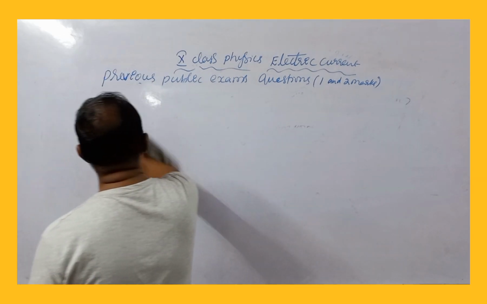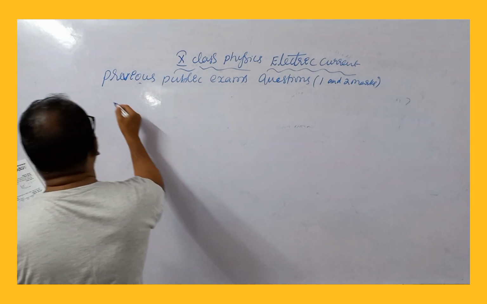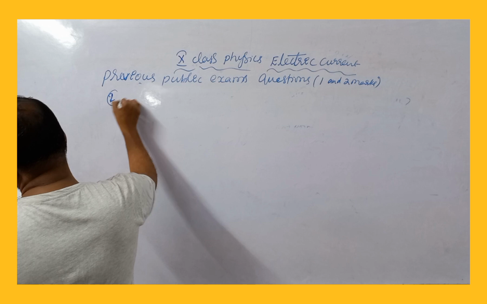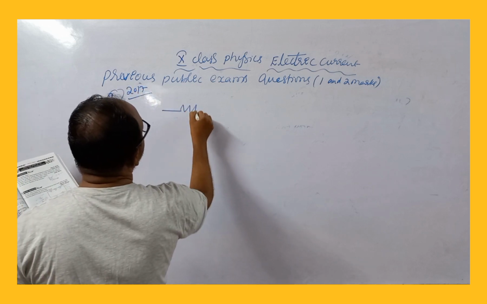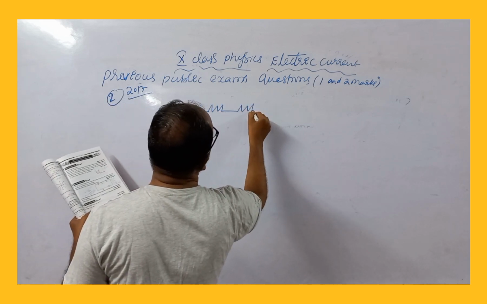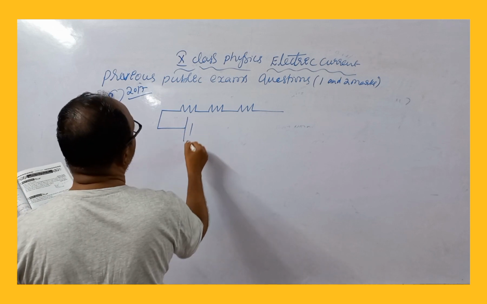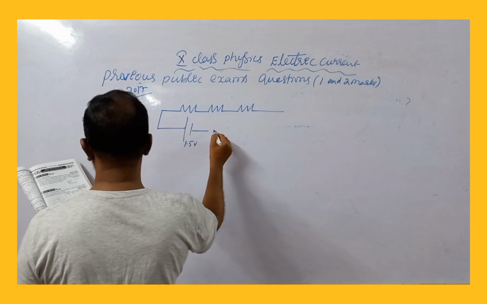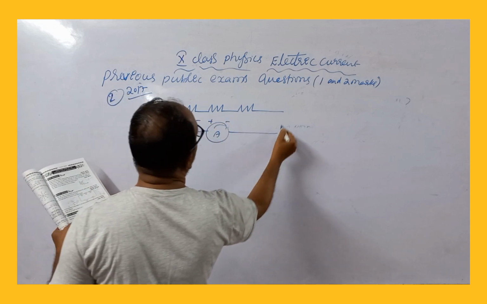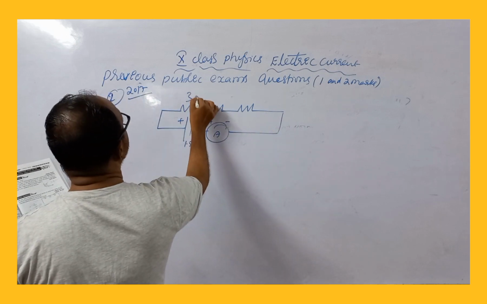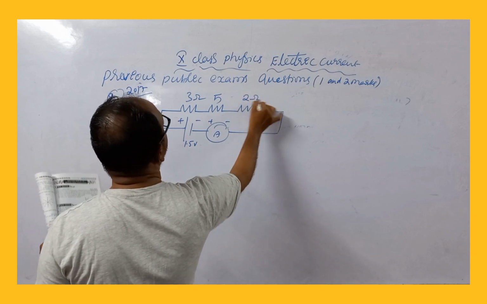So one more question. Find the quantity of current in the following circuit. This came in 2017 March. So like that, a circuit is given, and the potential difference of the battery is 1.5 volts, and an ammeter is also there. And resistances are given: 3 ohms, 5 ohms and 2 ohms.